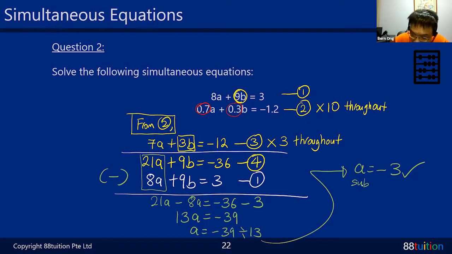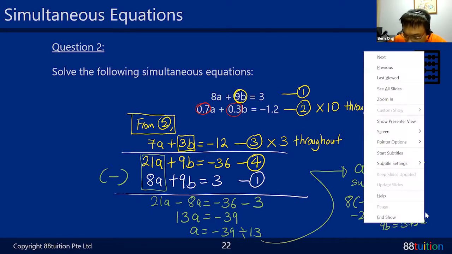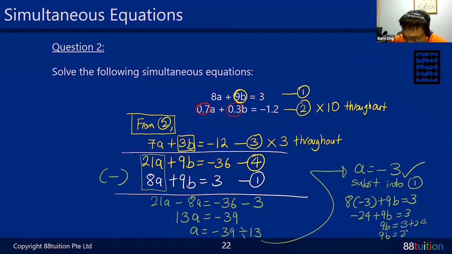All right. So you can substitute into what? Either equation 1, 2, 3, or 4. All right. Maybe substitute into equation 1. Just for fun. 8A means what? 8 times negative 3 plus 9B is equal to 3. Negative 24 plus 9B is equal to 3. 9B will be equal to 3 plus 24. Okay, and therefore 9B will be equal to 27 and B will be equal to 3. Can you see? So give a last statement. Tell our teacher that A is negative 3 and B is 3. That will be perfect. Is that okay? Okay? Yeah, this is for question 2.